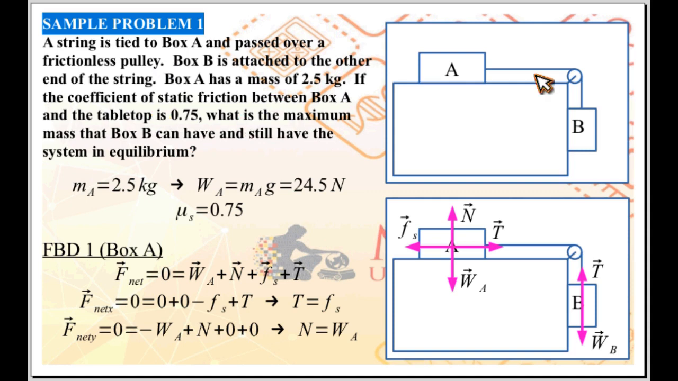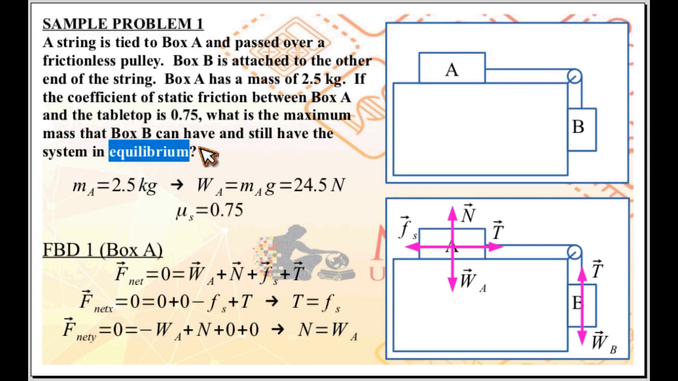The problem provides a figure. You have box A, box B, tied with a string. The string is passed over a frictionless pulley. There is static friction between box A and the horizontal tabletop, which means the system is in the static case. The problem tells us equilibrium. Therefore, the system is in static equilibrium.